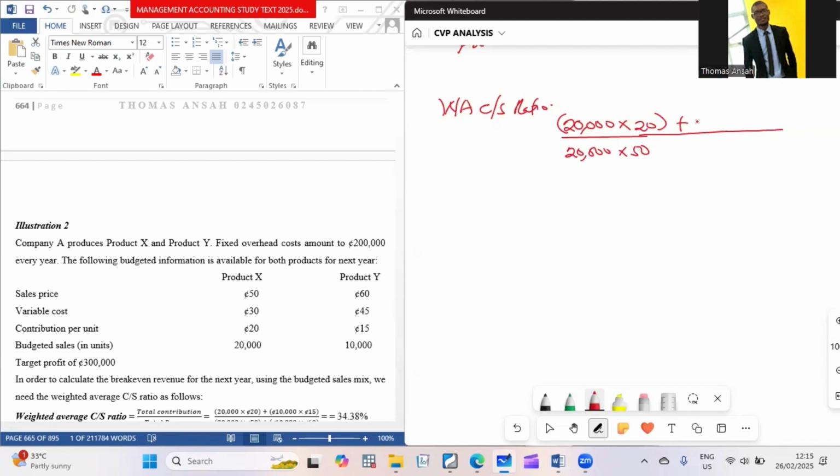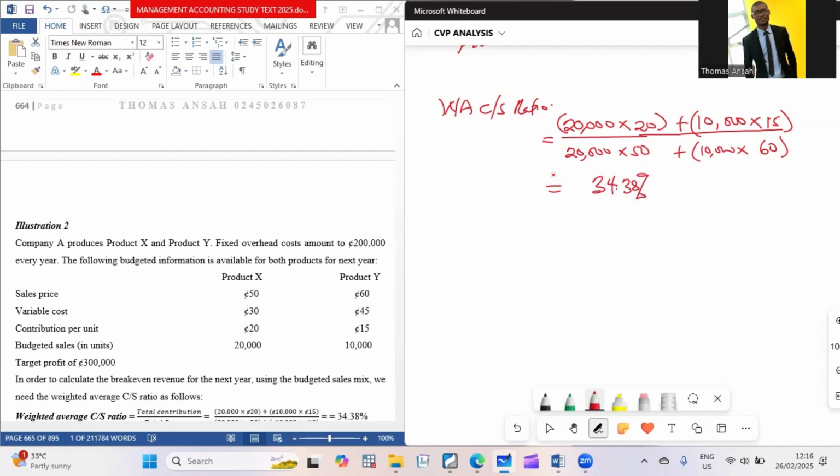So for product Y, we are looking at 10,000 units. That is the number of units, and the contribution per unit here is 15. And the sales for that one will be 10,000 units multiplied by a selling price of 60. So here you go. Now, if you do this, I'm getting 34.38%. So you have your ratio down.